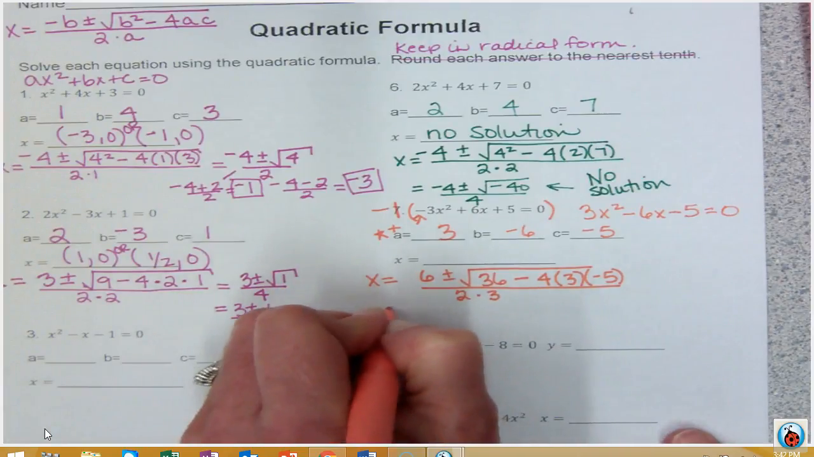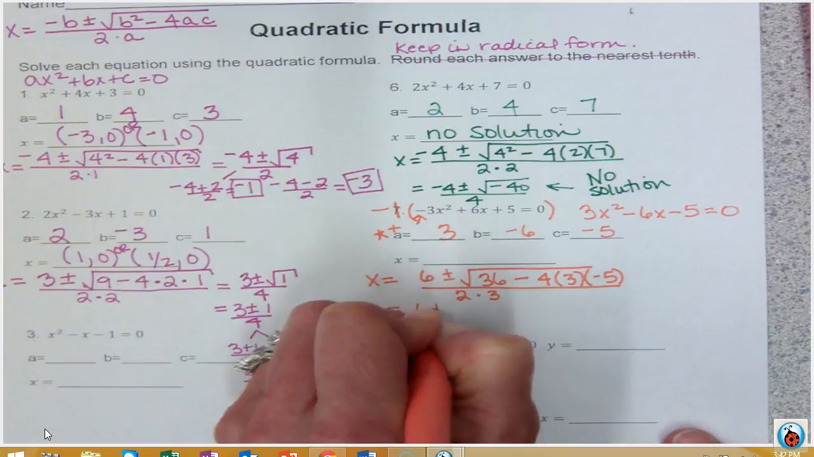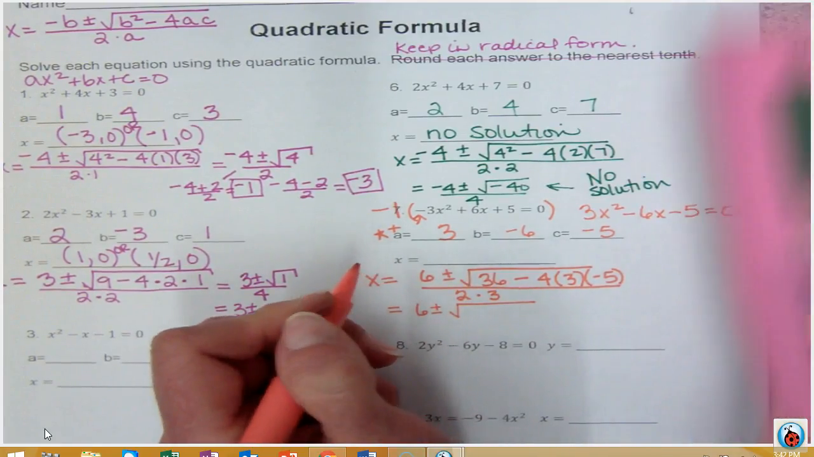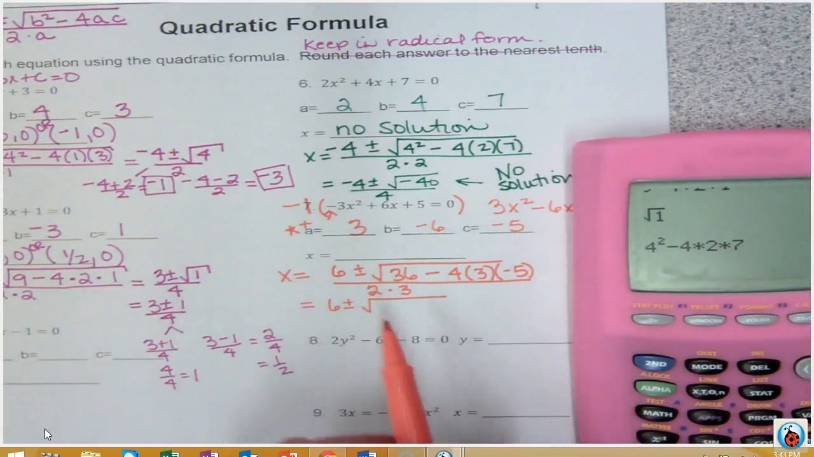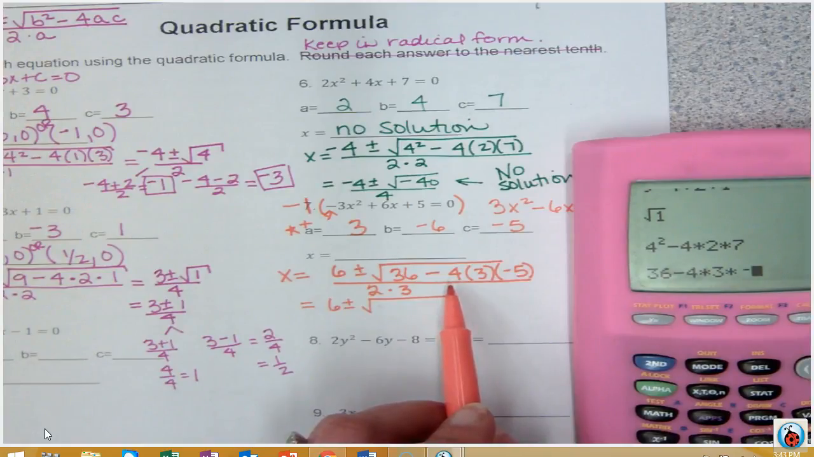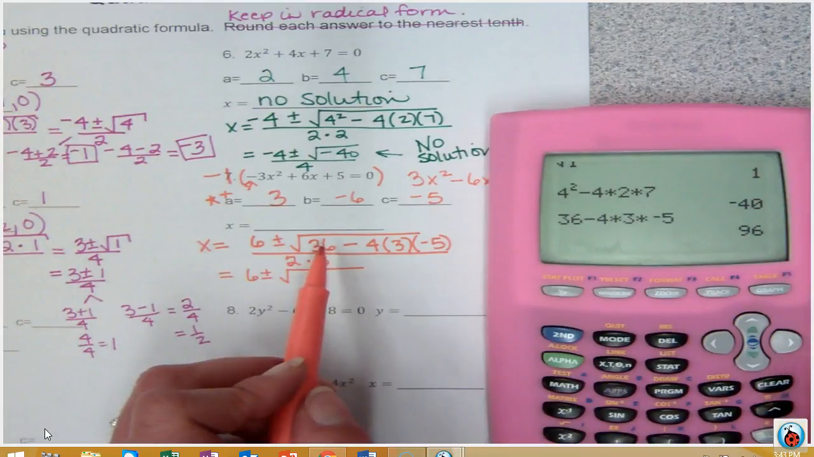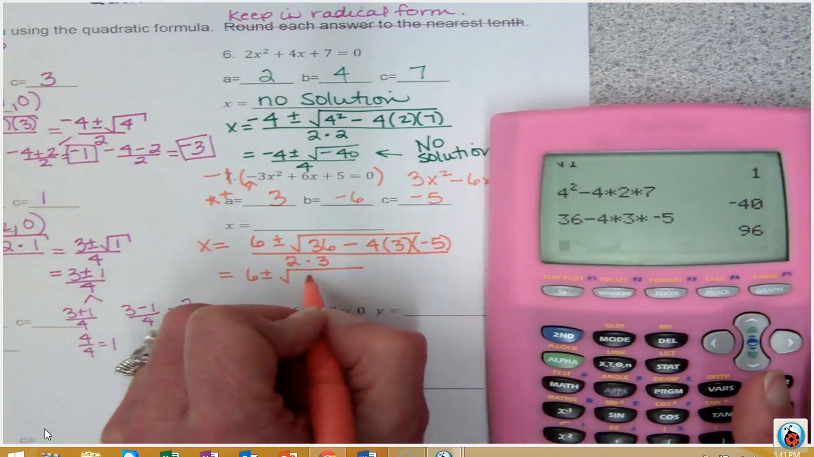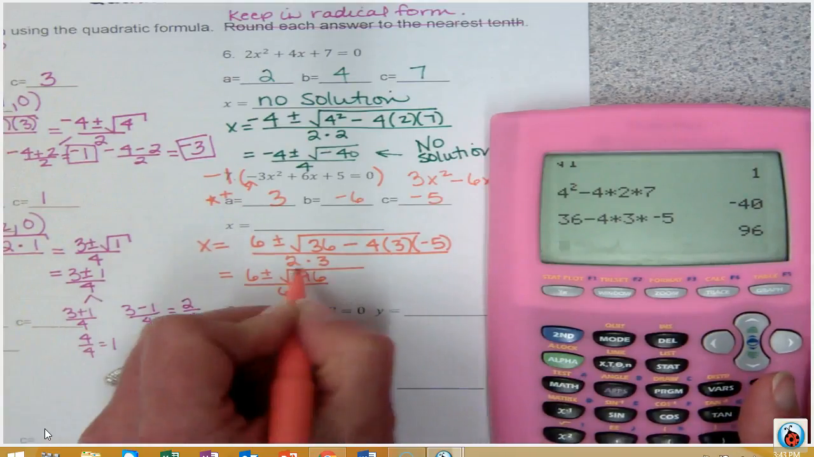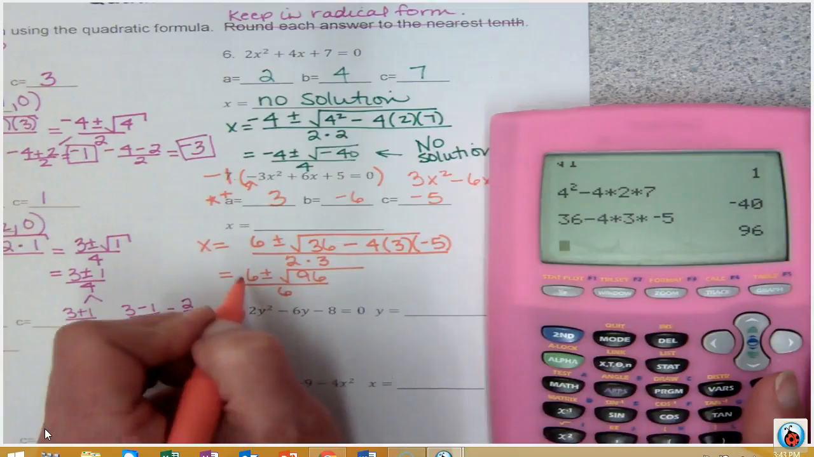So what do we get here? 6 plus or minus the square root, what's in my discriminant, what is underneath my radical. So I'm going to plug in 36 minus 4 times 3 times negative 5. And I get 96, divided by 6. 2 times 3 is 6.